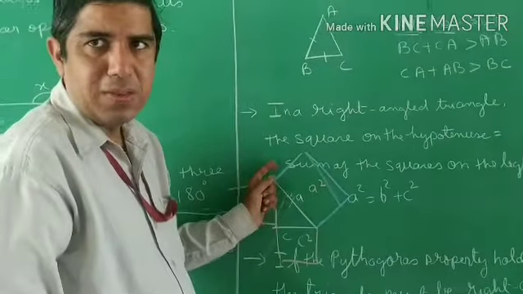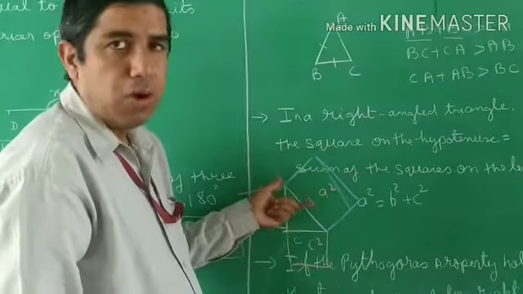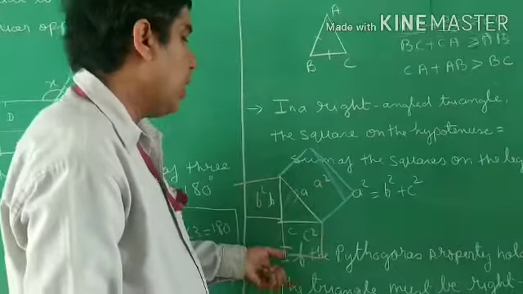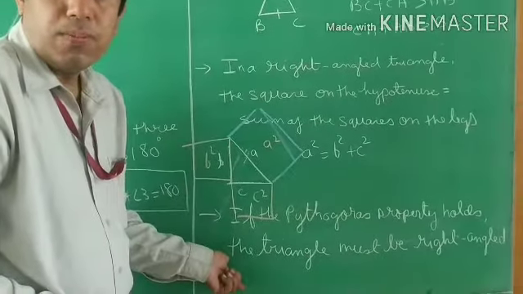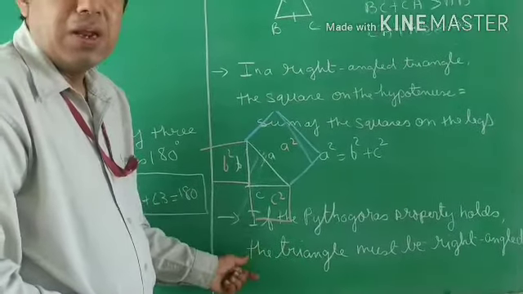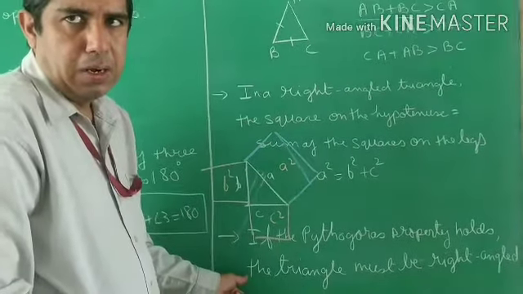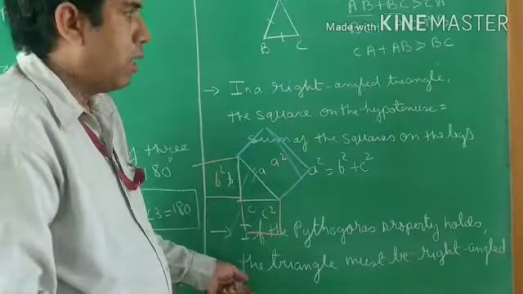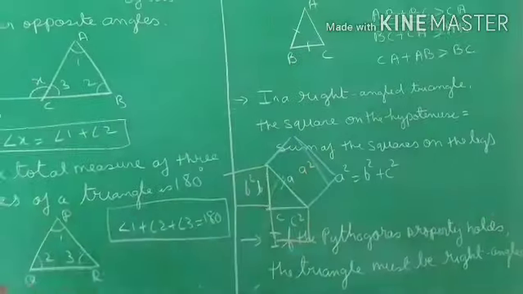Pythagoras was the mathematician who developed this and got this result. Now here, if this Pythagoras theorem is true, then the given triangle is a right angle triangle. Let me repeat once again the main points.